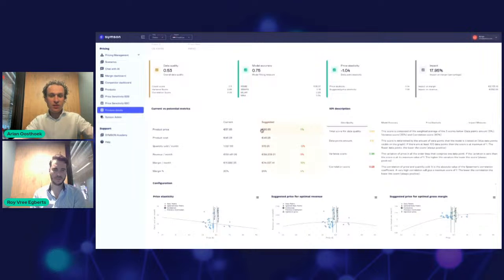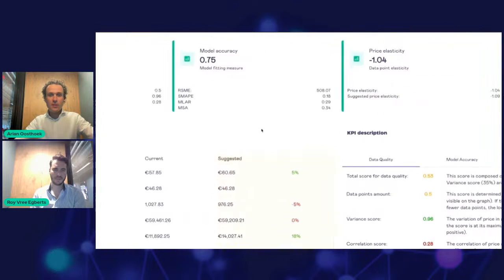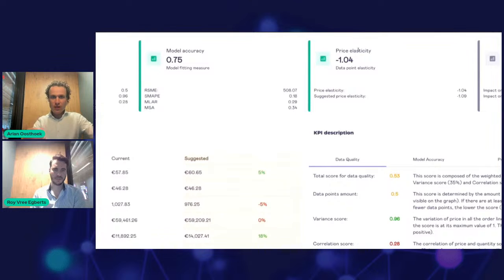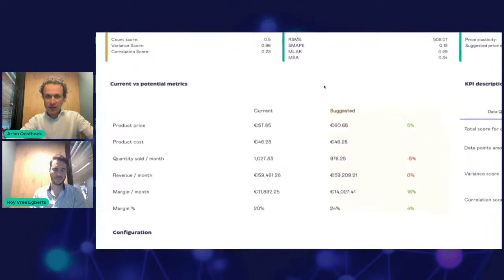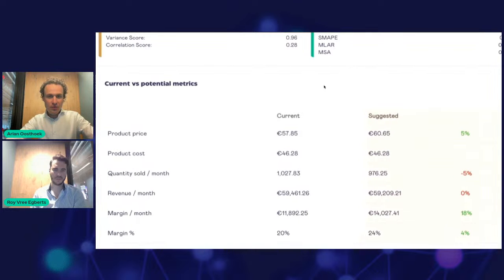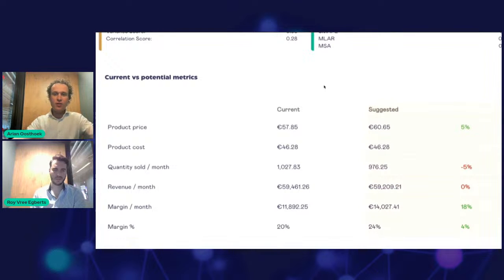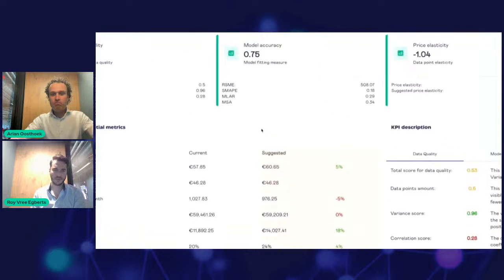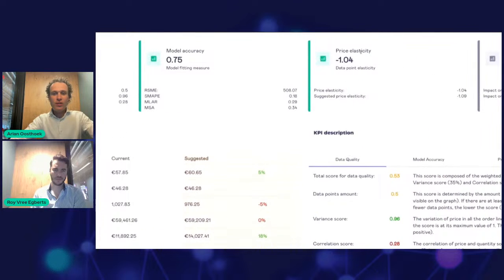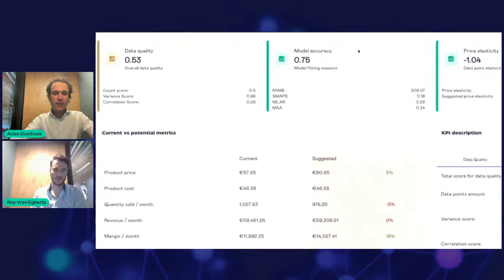How accurate this margin improvement is. Here the model accuracy is quite high, and the data quality is also sufficient. Therefore, we advise starting an experiment to test this new price. So how do we set up an experiment based upon these values?